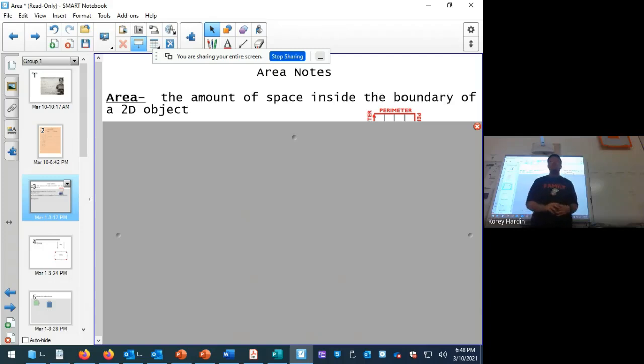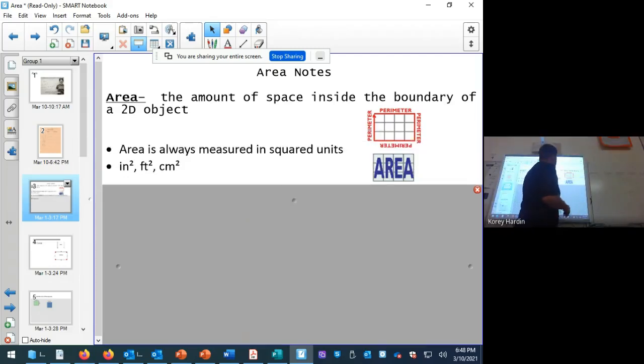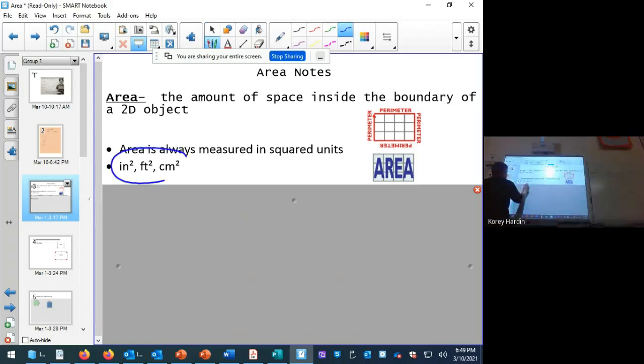Now, area is a two-dimensional shape, meaning you can only see one side of it, all right? But that is the area. Another thing we'll talk about with area is it's always measured in square units, okay? Inches squared, feet squared, centimeters squared. So it's going to be measurements of distance, but at the same time, it's going to be measurements that are squared, all right? And that's because it is two-dimensional. So you can write that as inches squared, feet squared, or centimeters squared.